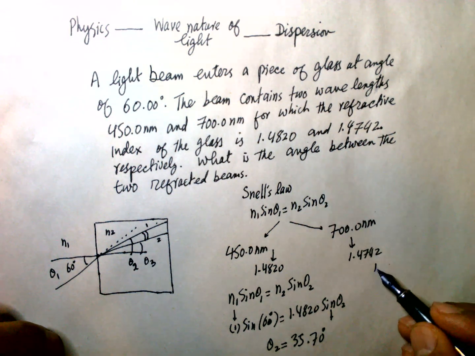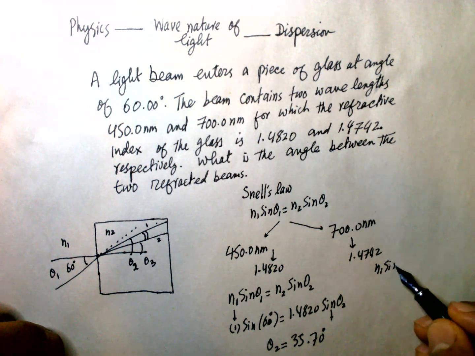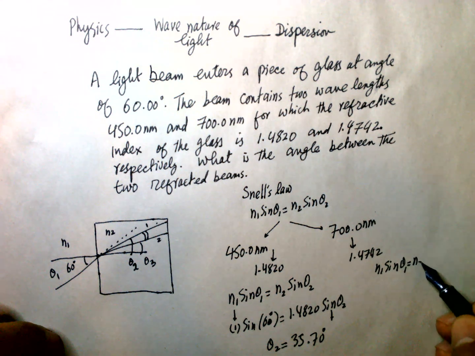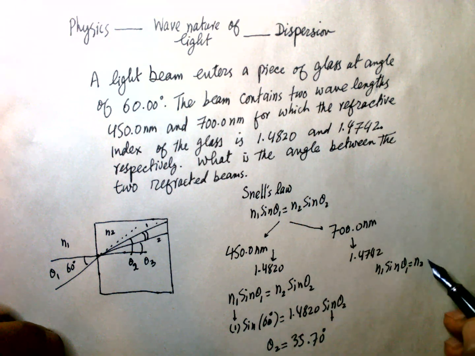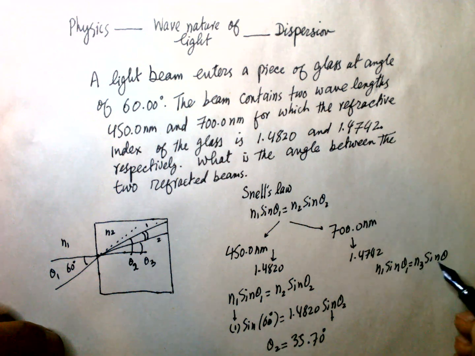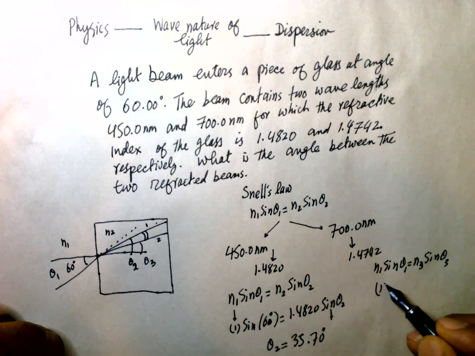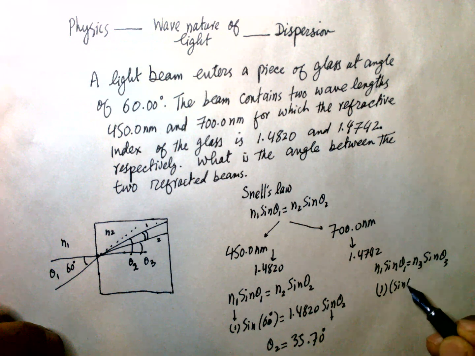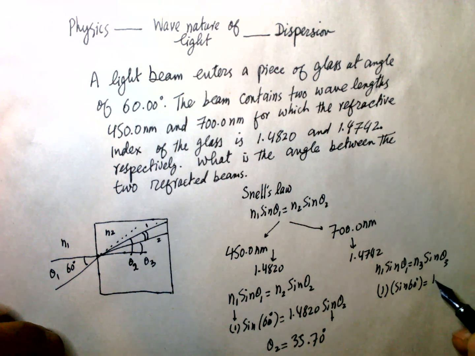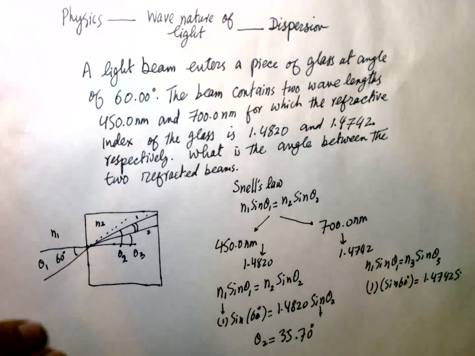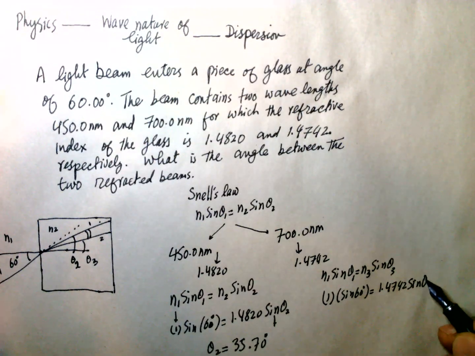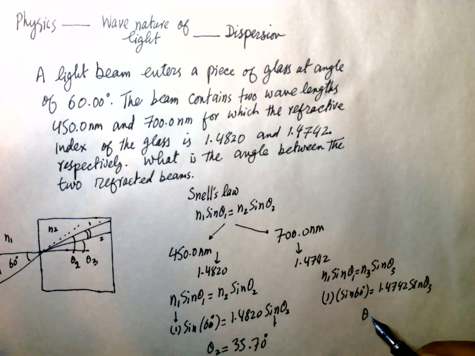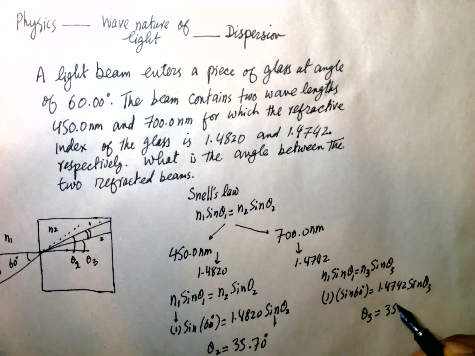and this one, if you apply N1 sine theta 1 is equal to N2, and say this is 2, this one, and sine theta, say it's 3, sine theta 3. So 1 into sine of 60 degrees equals 1.4742 into sine of theta 3. So from here we can find theta 3 is equal to 35.98.